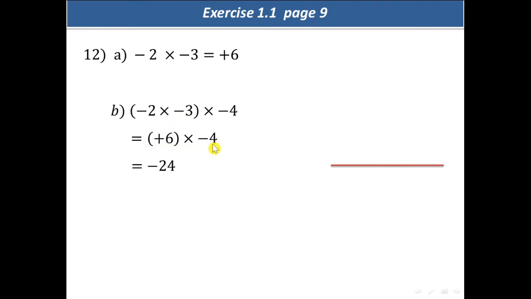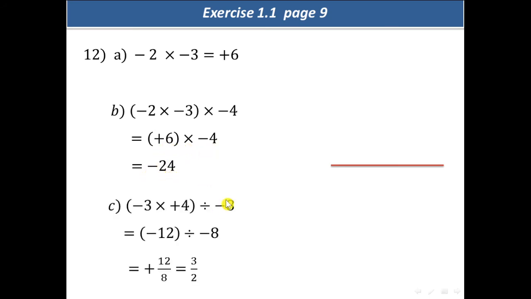Plus 6 times minus 4. Plus times minus is minus. 6 times 4 is 24. Okay, again, inside the bracket, minus times plus is minus. 3 times 4 is 12, divided by minus 8. Minus divided by minus is plus. 12 divided by 8 is 3 over 2, plus, okay?